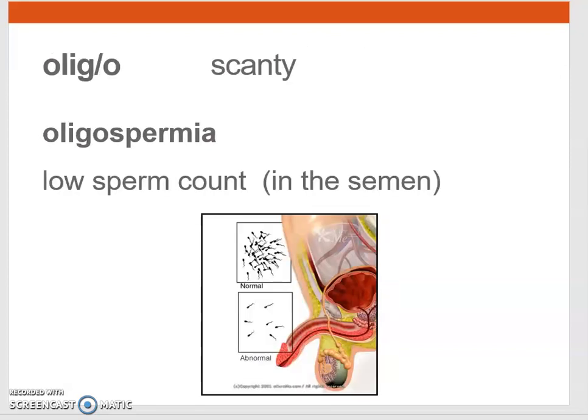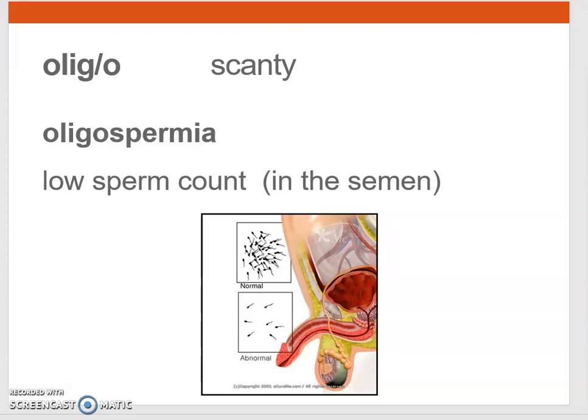In other situations, you may have the presence of sperm with a very low sperm count. And that's known as oligospermia. So oligo is going to be the combining form for scanty, and oligospermia, once again, is a low sperm count in the semen. That naturally declines as the male gets older, less sperm is produced. So if it's a 60-year-old male, oligospermia would be considered normal. However, in a 22-year-old, probably considered to be abnormal.